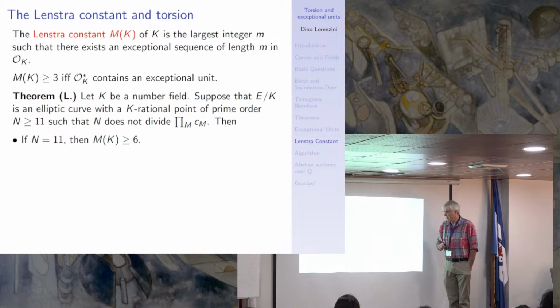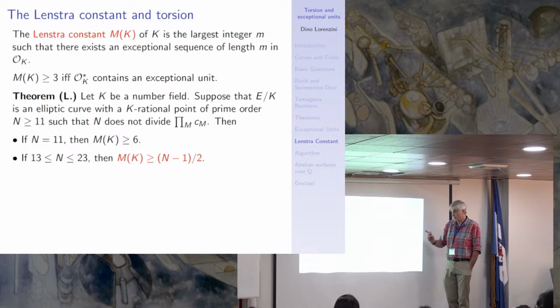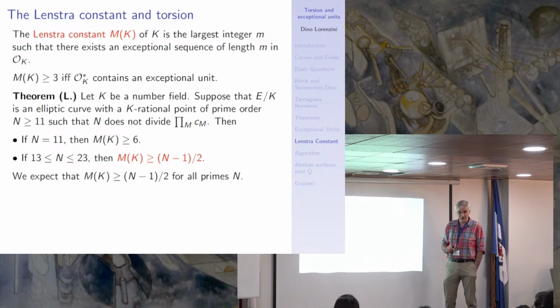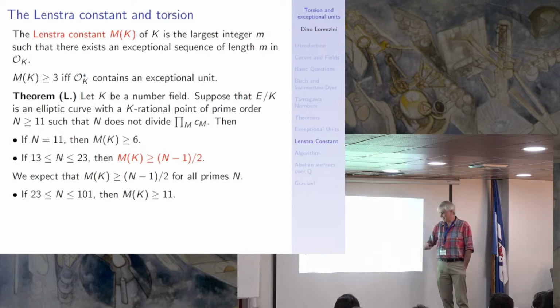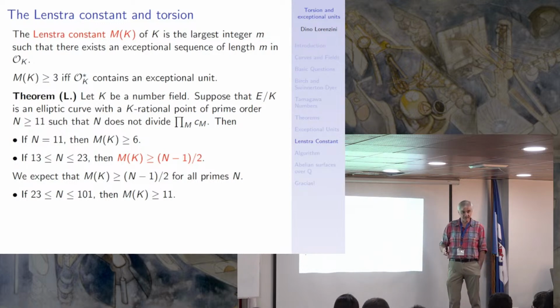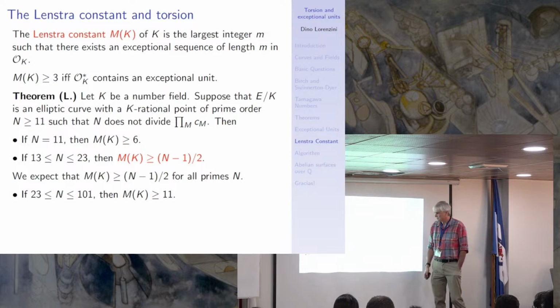And so if n is 11, the Lenstra constant has to be at least 6. Between 13 and 23, it is at least (n minus 1) over 2. And I'm pretty sure that should be the general theorem, but I cannot prove that. I'm stuck between 11 and 23. And then if you go up to 101, there are enough things already computed on the internet that you can get that the Lenstra constant has to be at least 11. And for all computations that you might be able to do now, this is plenty.